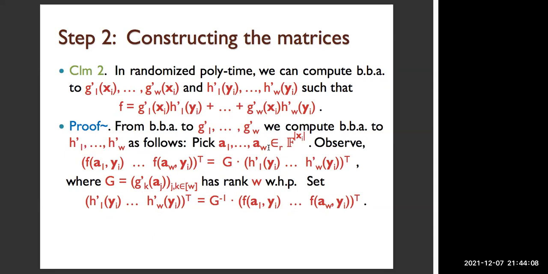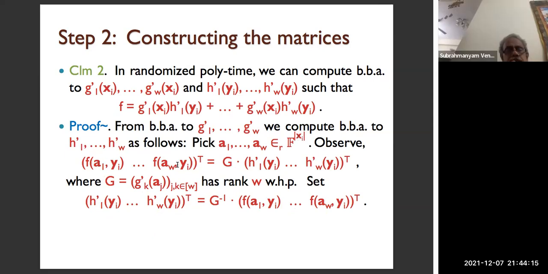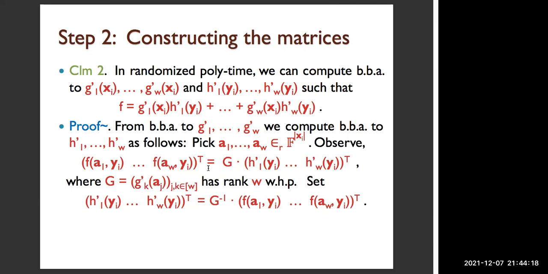You pick A1 through AW randomly, and these A's are now meant to substitute the X variables. You substitute the X variables with the A's. This is now a column vector. And in the same spirit, you will get a matrix G, where G is the evaluation of the G primes, that's the W by W matrix, times this column vector defined by the H primes. And again, with high probability, because the G primes are linearly independent, this is a full rank matrix. You can multiply the full rank matrix to the left, and that will give you your H prime. And it would be unique.